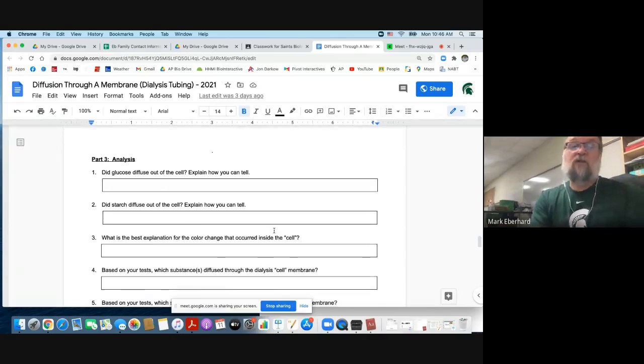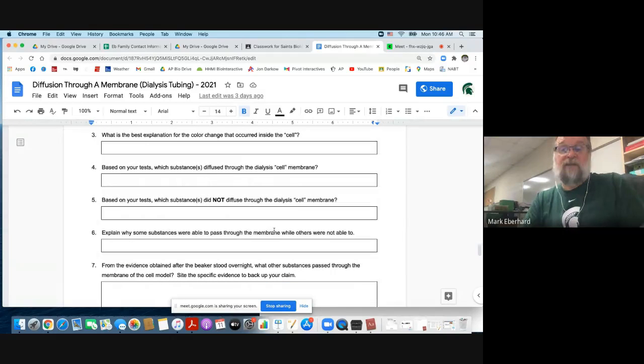Based on your test results, what substances diffuse through the membrane? Well, the ones that we tested, glucose and iodine. I have evidence for those two. Glucose and iodine moved through the membrane. We'll talk about water in a minute. Water also did, but I don't have any evidence to back that up. We did not specifically measure water.